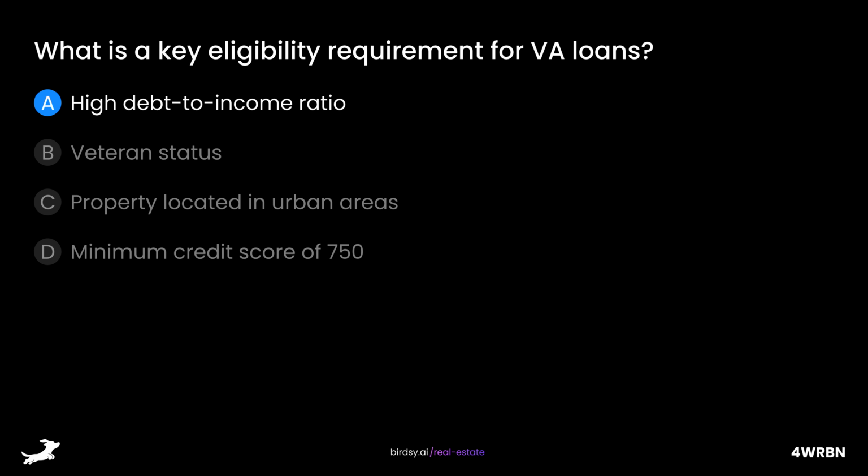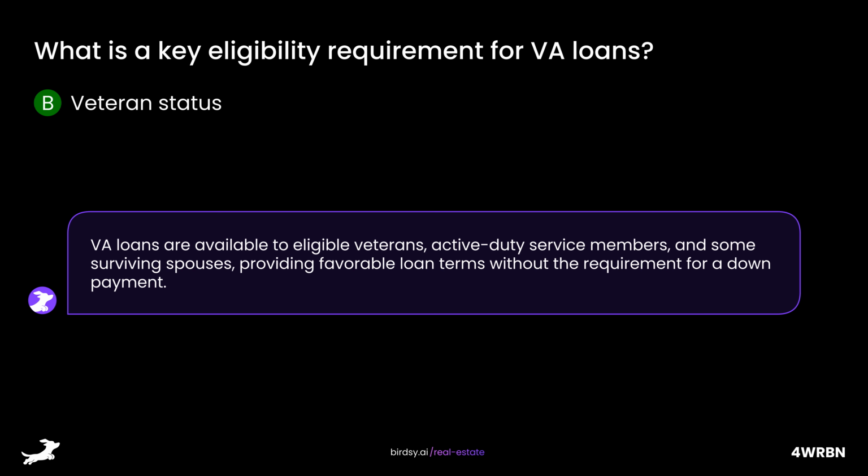Is it A, high debt-to-income ratio? B, veteran status? C, property located in urban areas? Or D, minimum credit score of 750? The answer is B, veteran status. VA loans are available to eligible veterans, active duty service members, and some surviving spouses, providing favorable loan terms without the requirement for a down payment.